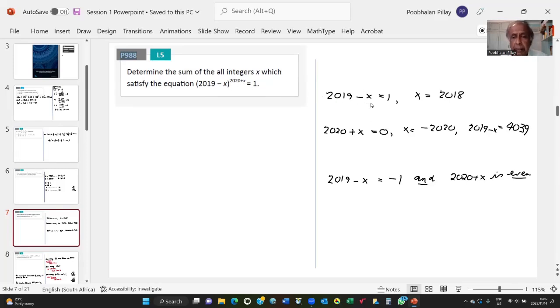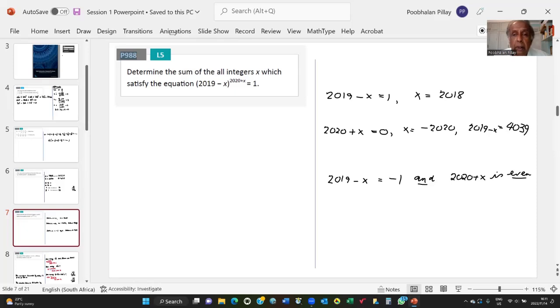The answers are given here. For one thing, if the base number is 1, it doesn't matter what the power is, this will be 1. So the first case is where 2019 minus x is equal to 1. When you solve for x here, you get x equal to 2018.